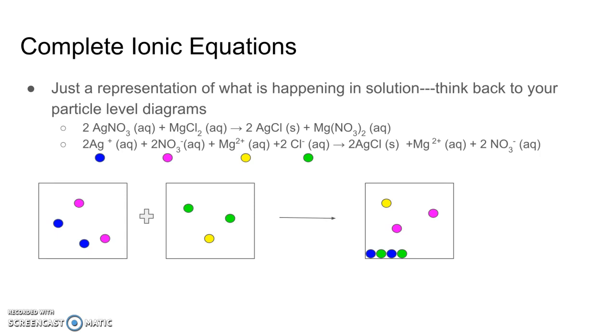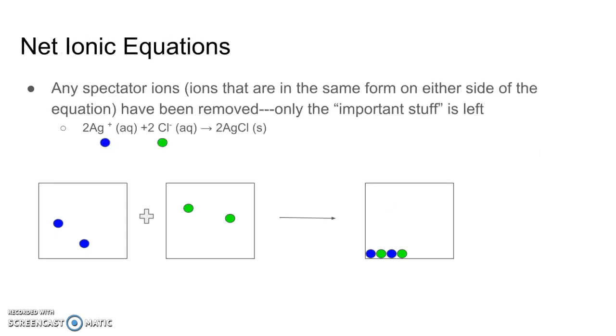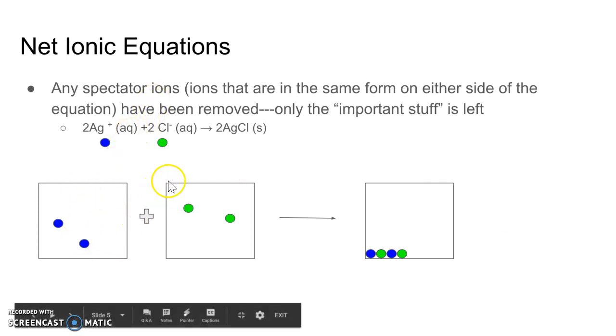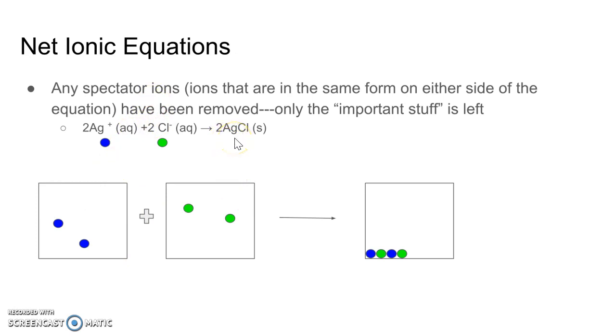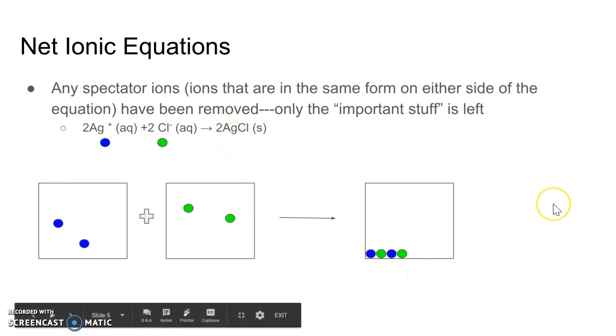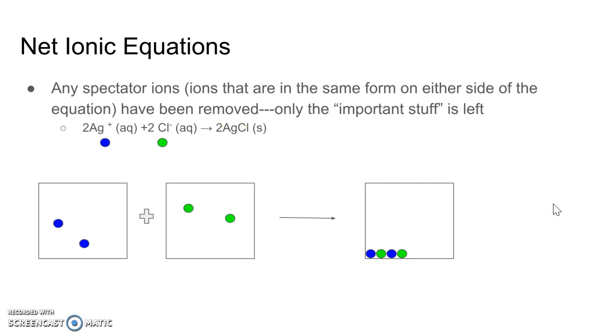But you probably noticed the stuff that's important for identifying whether this is a precipitation reaction or not is just whether it forms a solid or not. So that's why we have net ionic equations. It's where any spectator ions, so ions that are in the same form on either side of your complete ionic equation, have been removed. Only the important stuff is left. So there's two silver ions and two chloride ions from before. Again, they were in aqueous form, so they should just be floating around in solution. And then they end up forming the silver chloride. Cool. Awesome. Just something to keep in mind as we're going forward.